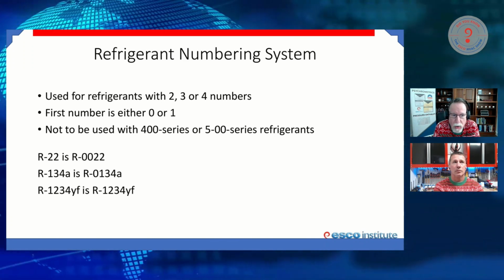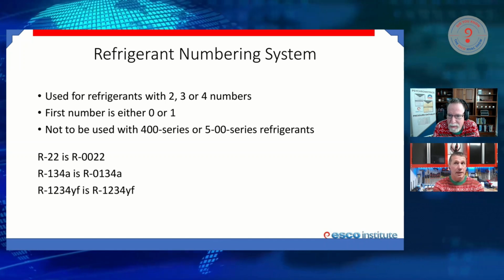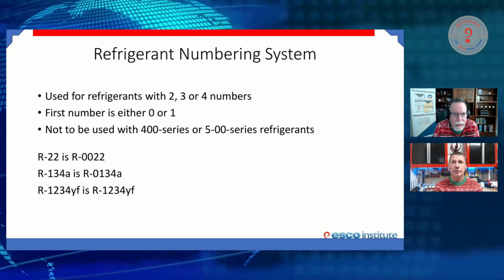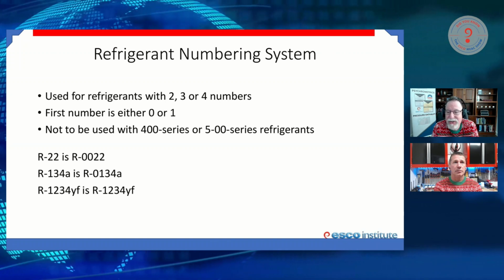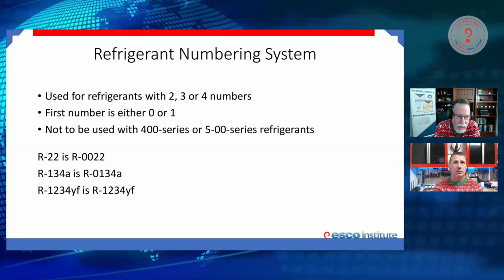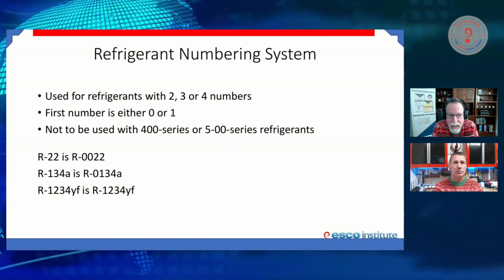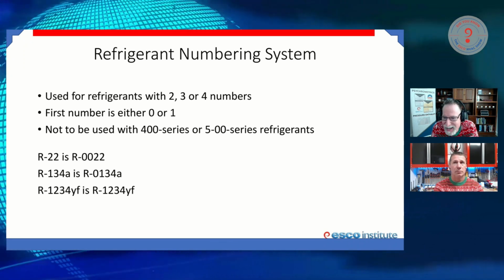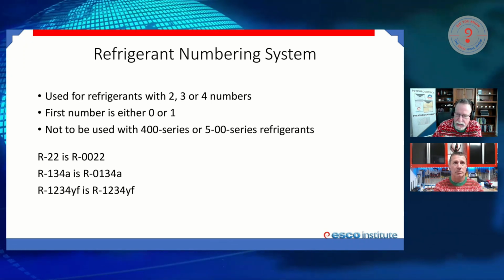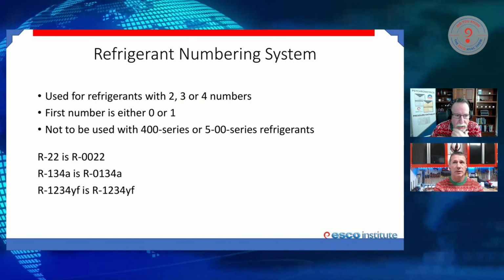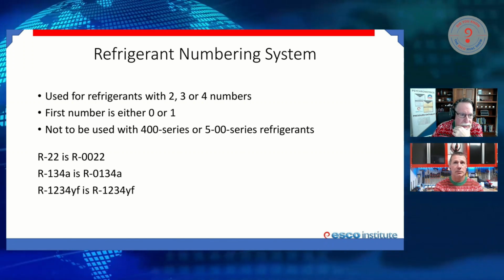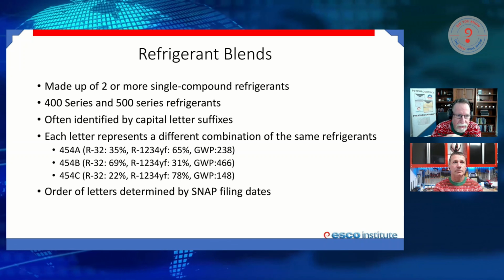So for example, R22 is going to be written as R0022. R134A is going to be written as R0134. If we have 1234YF, we're going to write that as 1234YF. We're going to forget about the lowercase letters at the end. We're going to talk about those soon. Okay, so here's the way it works.